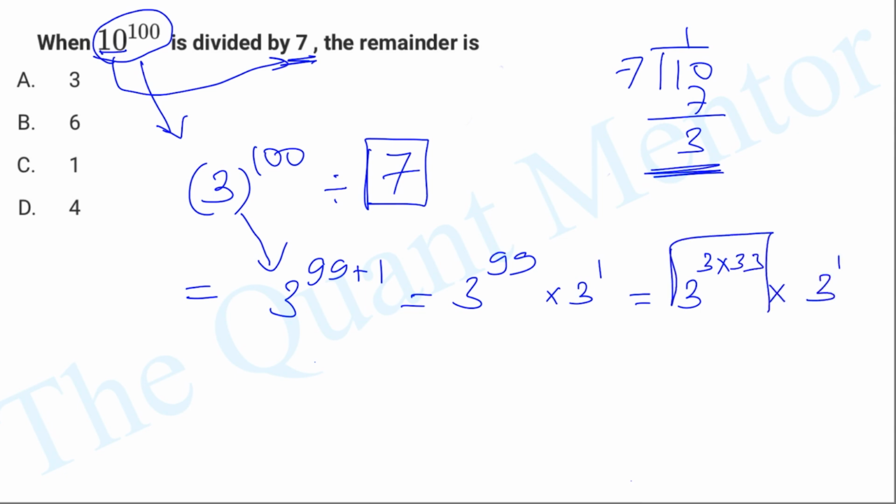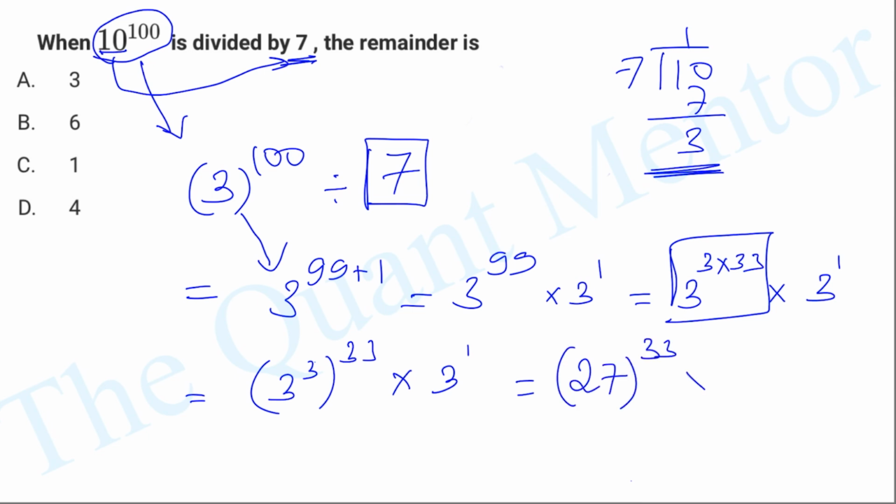Now 3 power 3 into 33 is nothing but 3 power 3 the whole raised to 33. Once again our law of indices, a raised to m into n is a raised to m the whole raised to n. So this part becomes 3 raised to 3 the whole power 33 into 3 raised to 1, is equal to 3 power 3 is 27, and 27 raised to 33 is multiplied by 3 raised to 1 further. And now if you observe carefully, this part will be divided by 7 and this part will be divided by 7. We'll find out the remainders and multiply them.